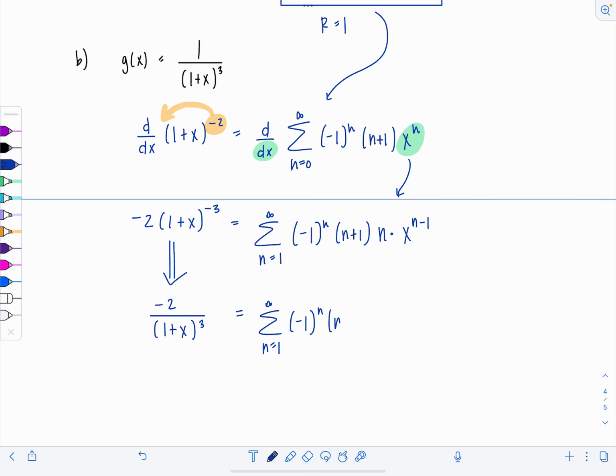Not quite. Not quite, people. What's there that I want to get rid of? Well, I'm looking at g of x. There's just a 1 in the numerator. And here's a negative 2. But we can get rid of it. We can just multiply both sides by negative 1/2.